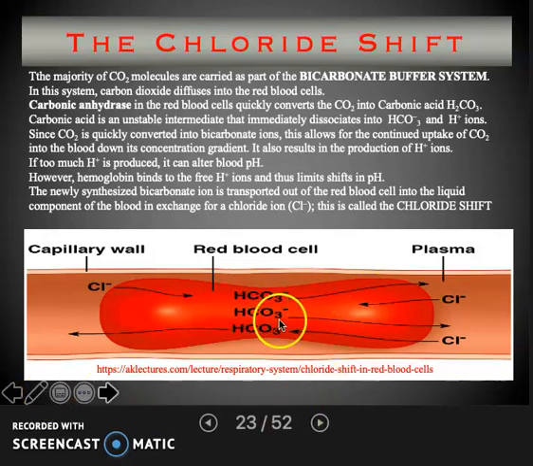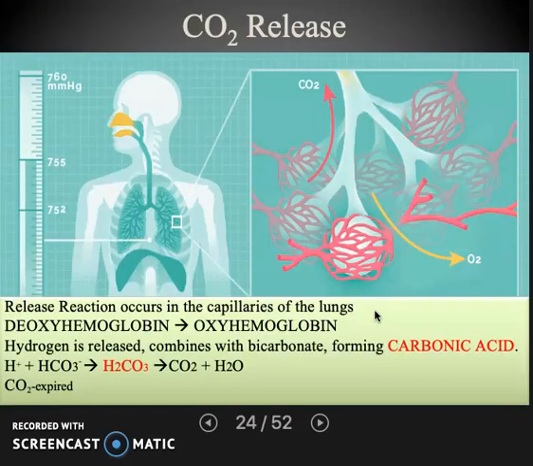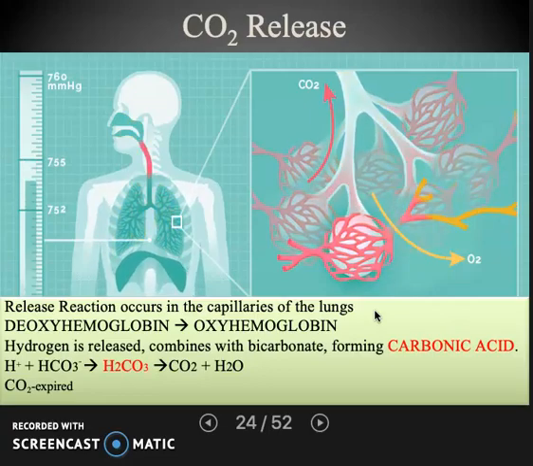And when I go to deliver CO2, I need to compensate for this loss of negative value, and that's when these chloride ions rush in. And so that's the chloride ion shift, and it's part of this bicarbonate buffering system. And I think that's all you need to know about the chloride ion shift. So remember that deoxyhemoglobin goes to oxyhemoglobin, and when that binds it releases hydrogen ions, and those hydrogen ions bind with bicarbonate ion and become carbonic acid.